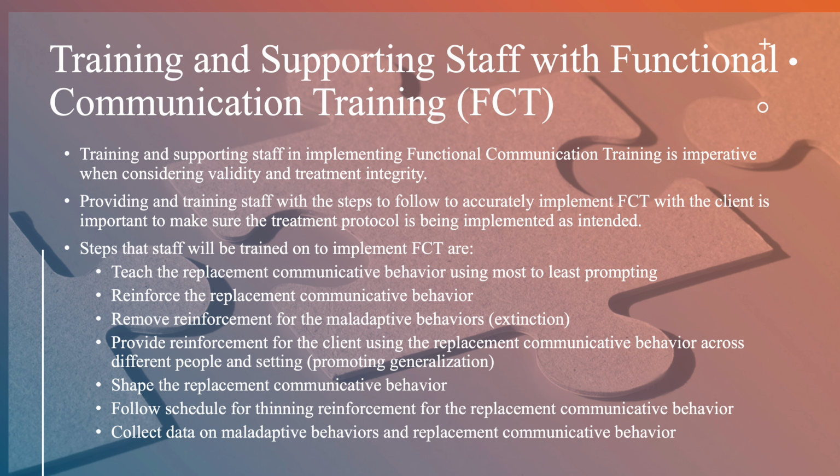Steps that staff will be trained on to implement functional communication training are teaching the replacement communicative behavior using most to least prompting, reinforcing the replacement communicative behavior, removing reinforcement for the maladaptive behavior, so essentially extinction, providing reinforcement for the client using replacement communicative behavior across different people and settings, so promoting generalization, shaping the replacement communicative behavior, following the schedule for thinning reinforcement for the replacement communicative behavior, and collecting data on maladaptive behaviors and replacement communicative behavior.